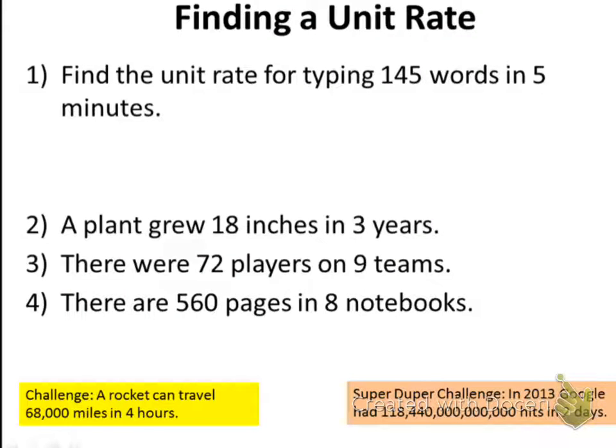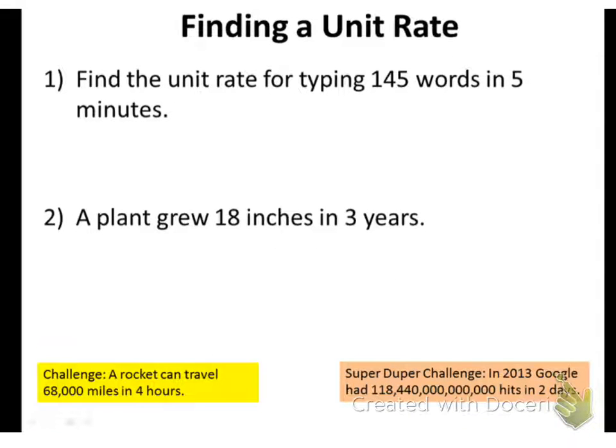Now we're going to talk about finding a unit rate. To find a unit rate, we need to start with our original rate. We have to start by writing our rate. So let's read the problem. Find the unit rate for typing 145 words in 5 minutes. Okay, our rate will be words per minute.